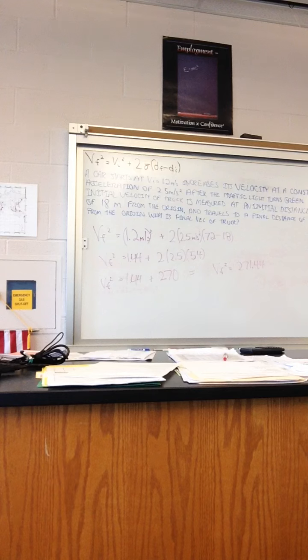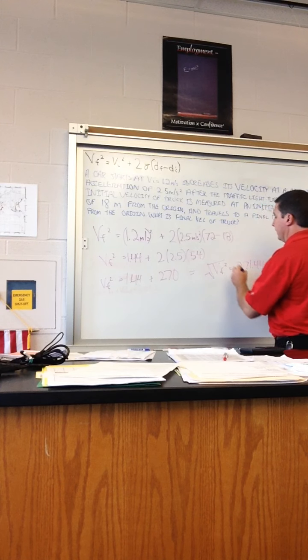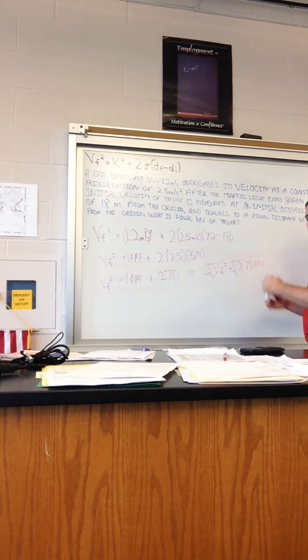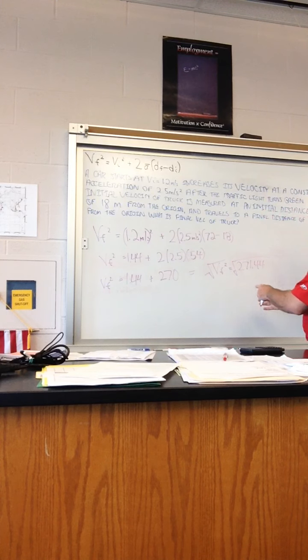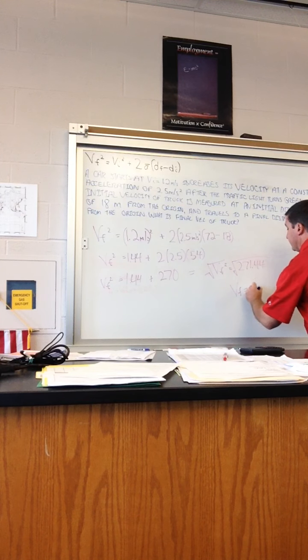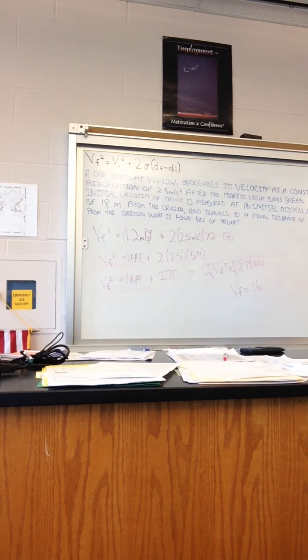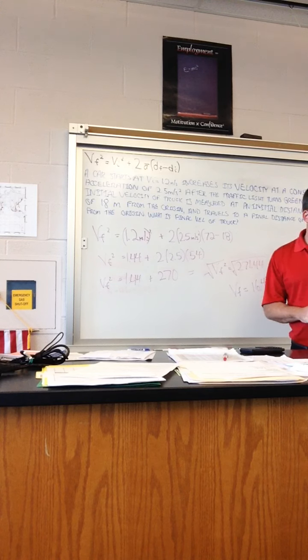Now, once again, you're not done because you need to take the square root of both sides. This is v sub f squared, and I want to find the final velocity, so I need to make sure I'm taking the square root of everything that I need to. So v sub f is 16.47. No, I didn't know that off the top of my head. South. All right, 16.47 meters per second south.